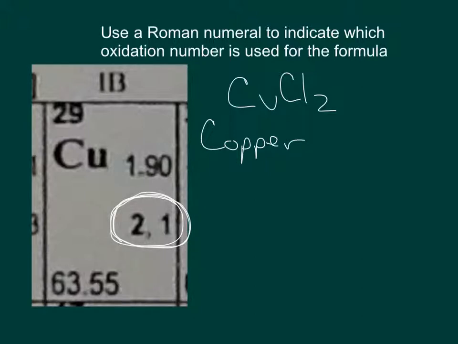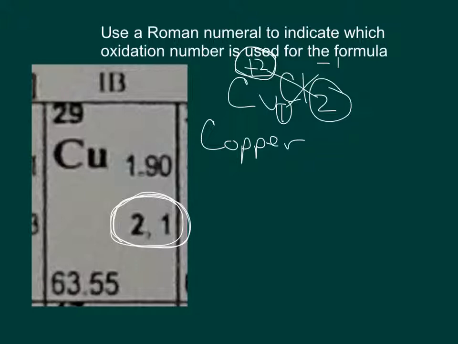And so we'll have to decide, was copper 2 used to write this formula, or was it copper 1 used to write this formula? Well, the way you determine that is you basically crisscross. So you take this 2 and put it back up here. So this was a +2. You take this 1 and put it back up here. So this was a -1.